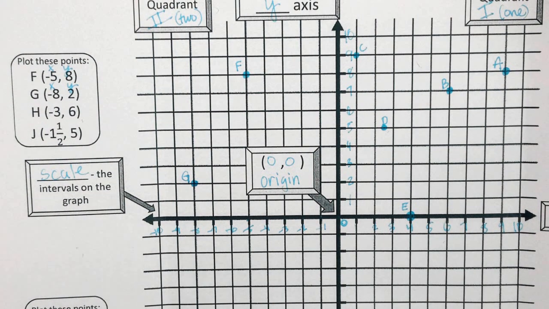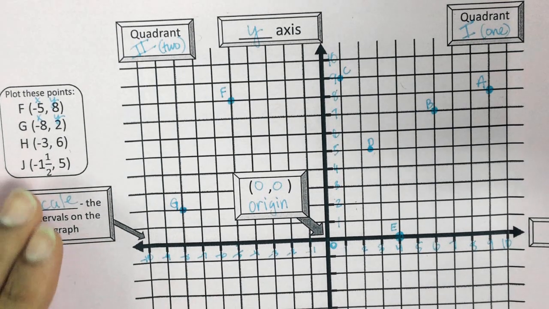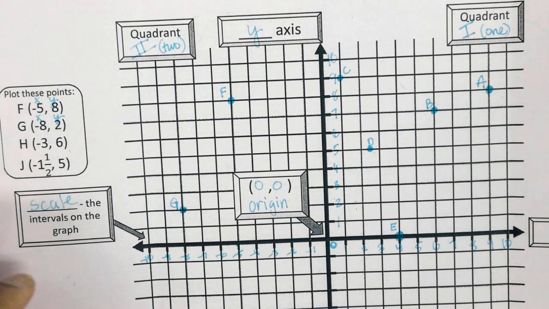Now you can try the next one on your own. Try point H. Okay, I know some of you are still writing. That's okay. Try point H. I'll give you about 20 seconds. Try and plot point H, and then we'll review. Look for your x value. Look for your y value. Remember, start at the origin. Move left or right. Then move up or down.